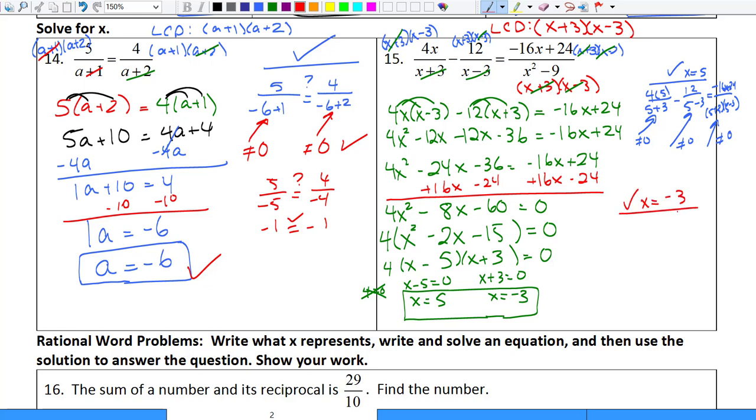How about checking x equals negative 3? On the first one I have 4 times negative 3 over negative 3 plus 3. Is negative 3 plus 3 equal to 0? Uh-oh. It is equal to 0. Is that allowed? Do I even need to finish the rest of the problem? No. If one of them has a denominator that is 0, that means it's undefined. So I have to come back to my answers and cross off the negative 3. Cancel it out. So that answer is just 5, not both.